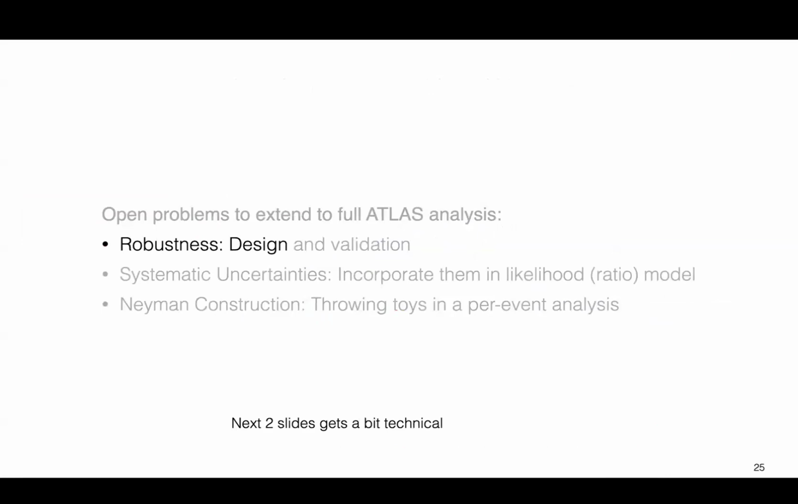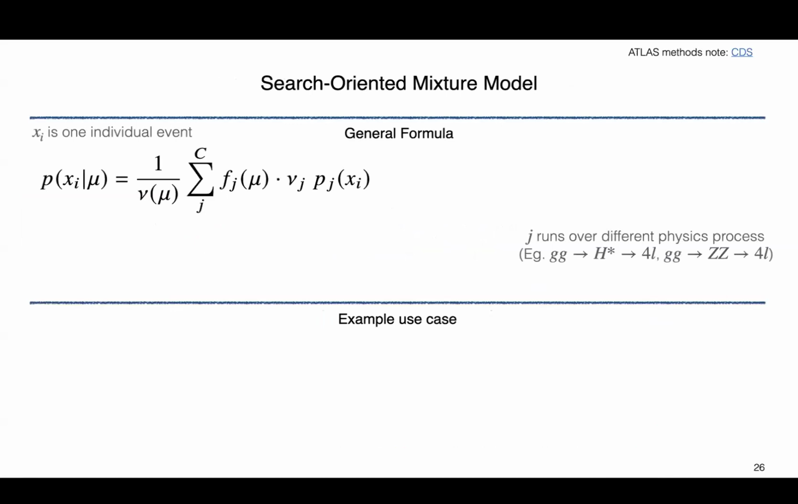So now I'm going to go into the technical details of what actually happened. So first of all, we designed what we call a search-oriented mixture model. So instead of just training one network to learn the whole likelihood, we're going to break up the problem. So let's say this is the probability of this event x_i given some hypothesis mu. It can always be broken down into contributions coming from the different physics processes, the Higgs process, the background process, any other process. So the J here is really summing over all the different processes going from the initial state to the final state. All right, and so I also want to give a concrete example.